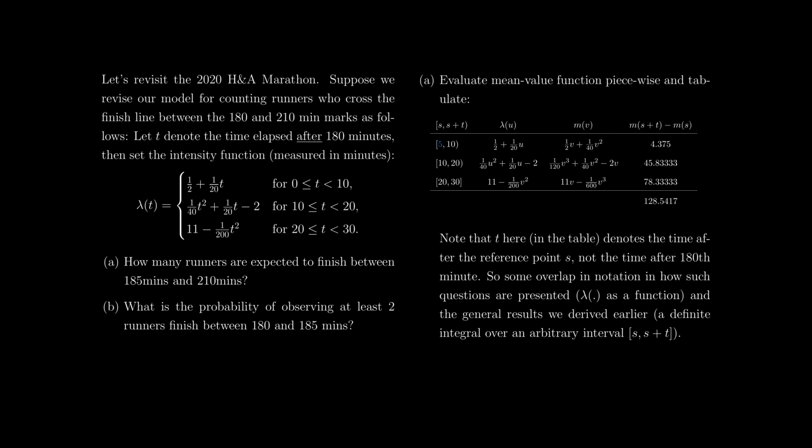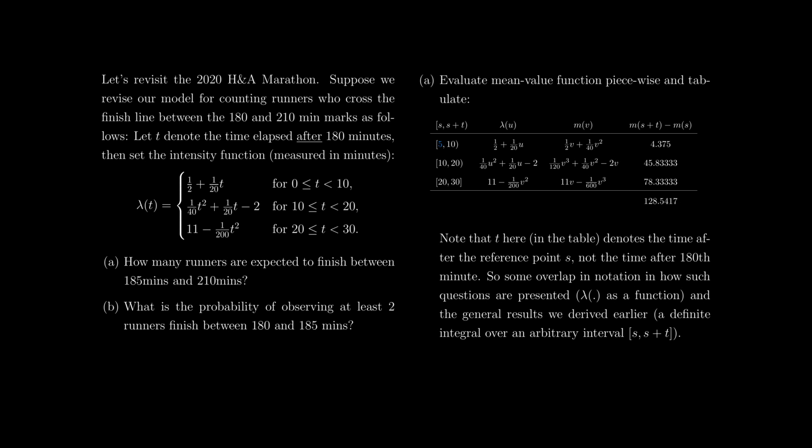Cool. Next, we need to evaluate the integrals for those. For the first expression, it's going to be a half v. Note, I'm switching to the argument v here. So a half v plus 1 over 40 v squared. For the second expression, it's going to be 1 over 120 v cubed plus 1 over 40 v squared minus 2v. And then finally 11v minus 1 over 600 v cubed for the final interval. Cool, so we've got the expressions, and now we get to our calculation.